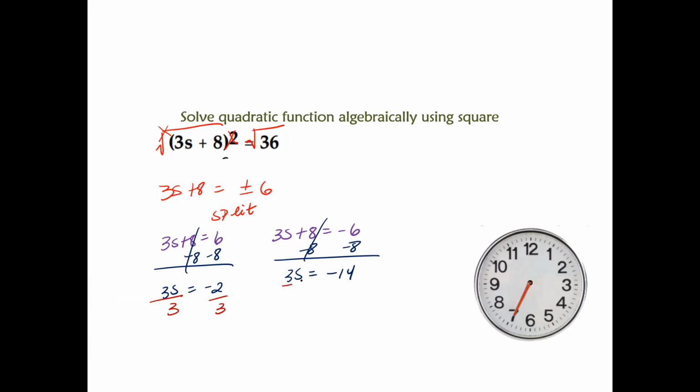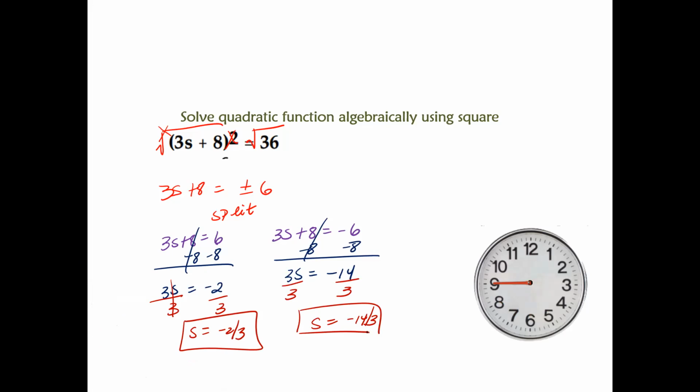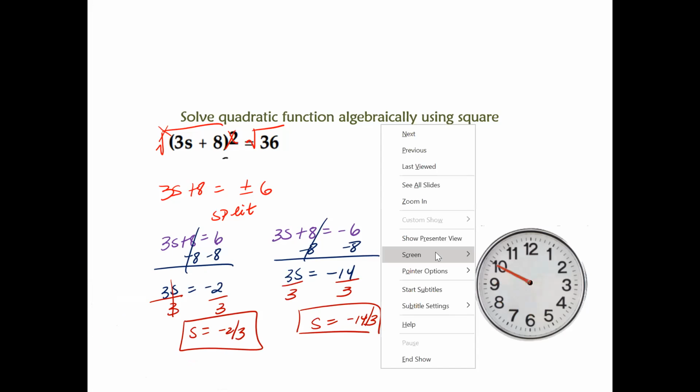Then divide by the 3. s equals negative 2/3. s equals negative 14 over 3. And that is your answer. So take a moment and copy that part down.